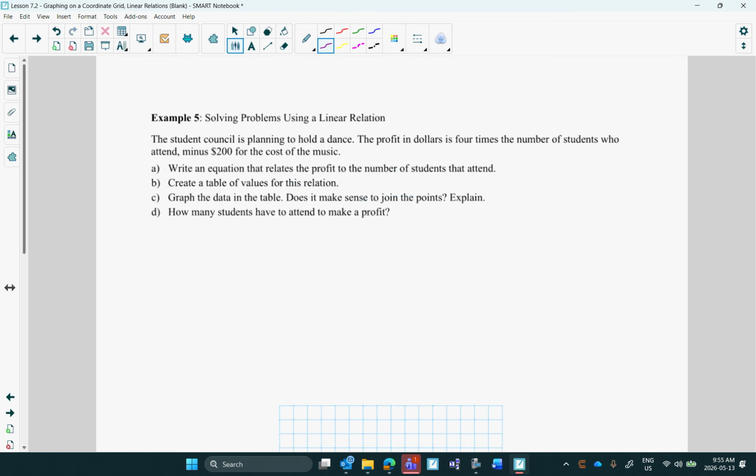This is kind of putting everything together that we've been doing. Student council is planning to hold a dance. The profit, how much money they make, is 4 times the number of students who attend, minus $200 for the cost of the music. Well, that 4 times the number of students to attend represents how much a ticket costs. So we need to write an equation on how to calculate the profit.